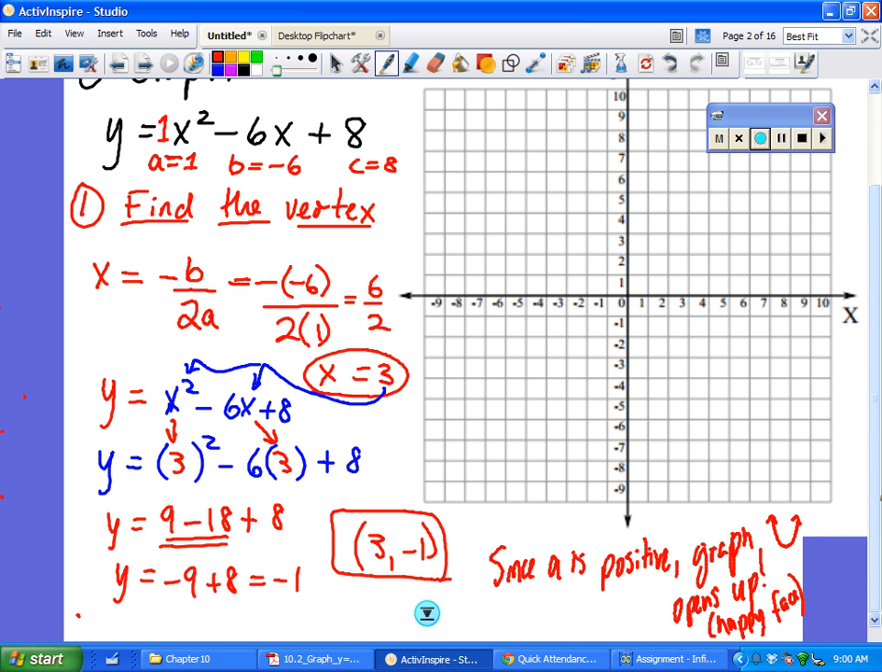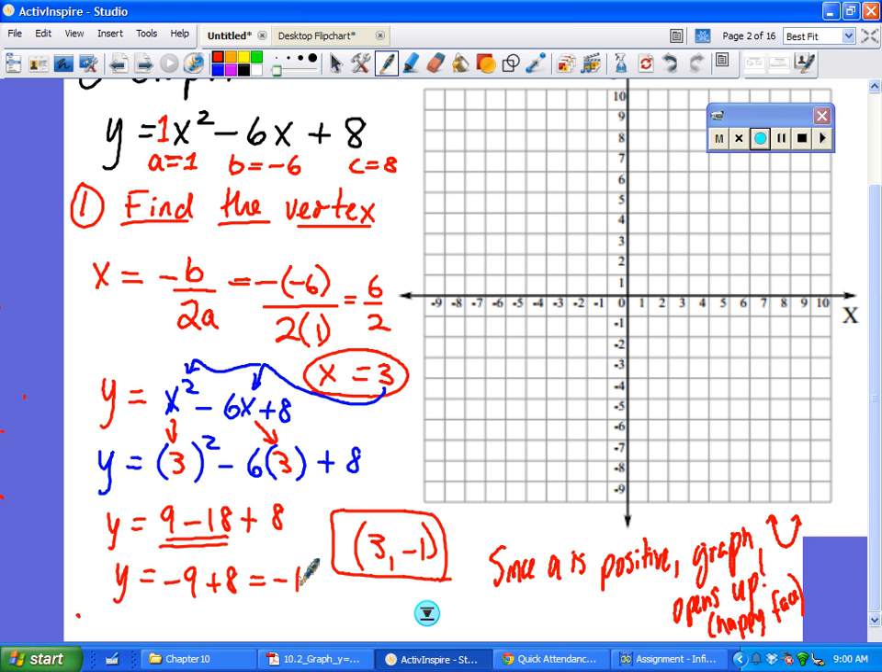How do you get the second y? At the bottom, here. I did the math. 3 squared is 9. This times this is negative 18. Plus 8, do the math. 9 minus 18 is negative 9. Plus 8 is negative 1. I just did it step by step.